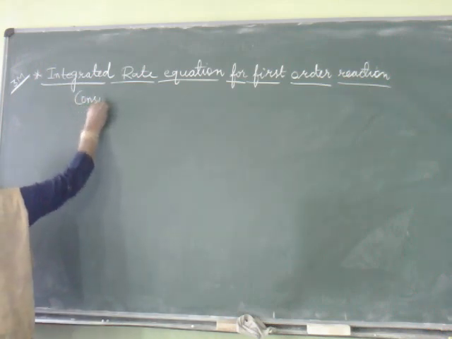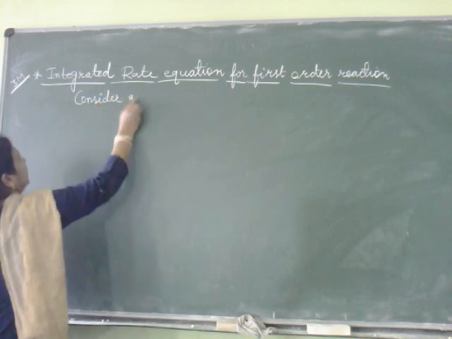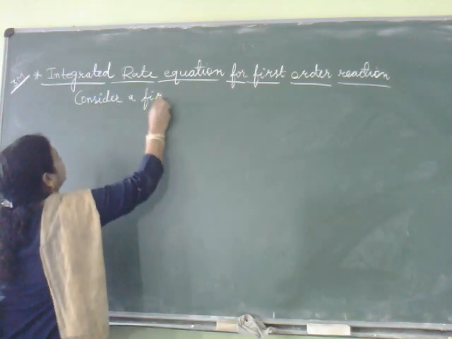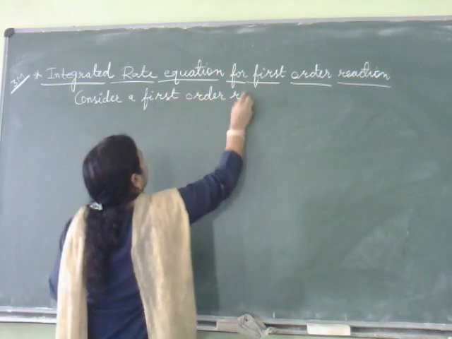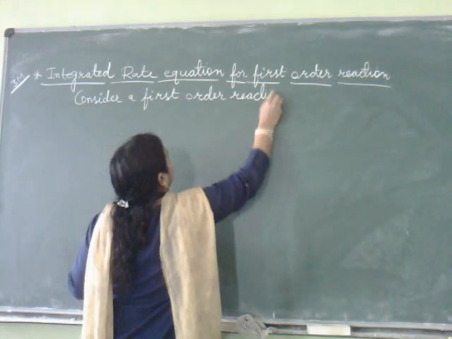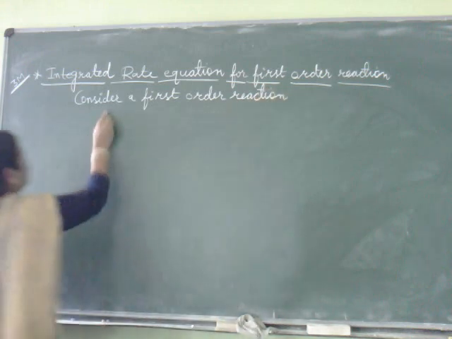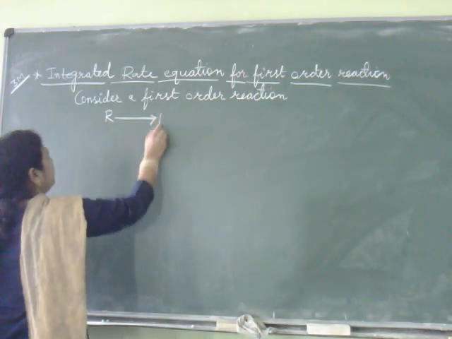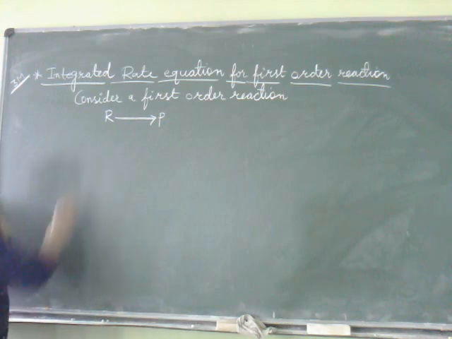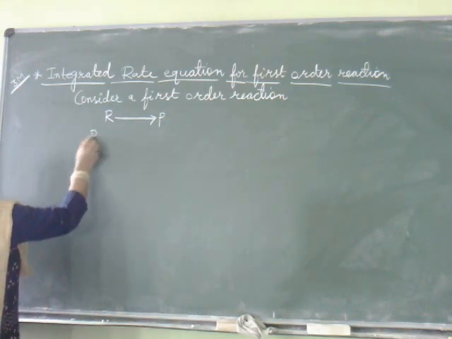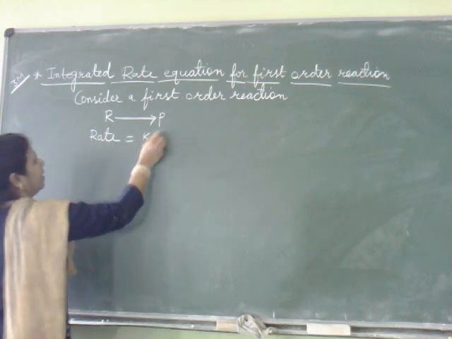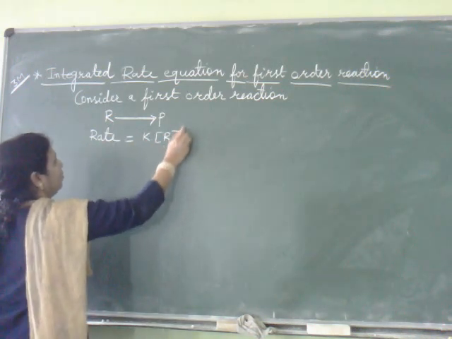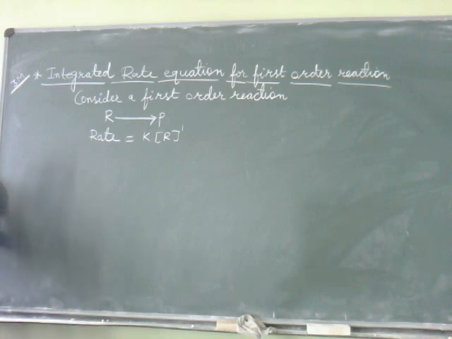Consider a first order reaction. What reaction do we have? R gives product. For this reaction, how can we write the rate of reaction for first order? So rate is equal to k [R] to the power 1. This is the rate equation for a first order reaction.